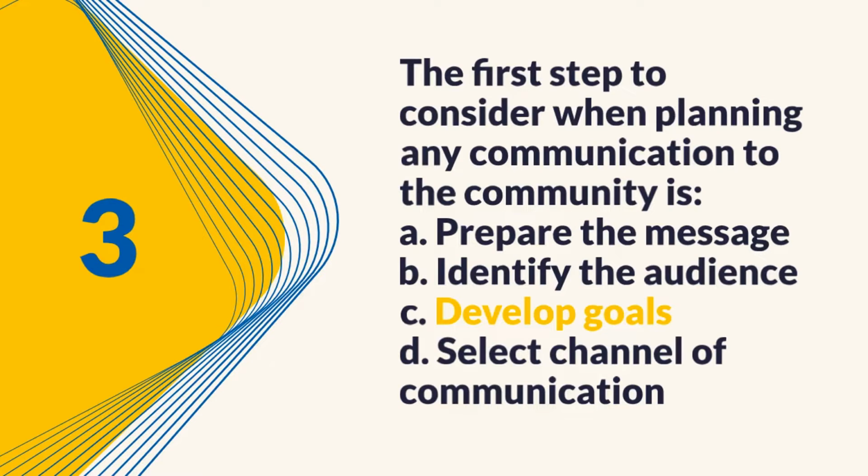Let's think about this logically. When you're planning communication, the very first thing you need to do is understand what you're trying to achieve. This means developing clear goals. Once you have your goals set, you can then identify who your audience is, prepare your message accordingly, and finally decide the best channels to use. So, the correct answer is C, develop goals, because it gives you the direction for all subsequent steps.